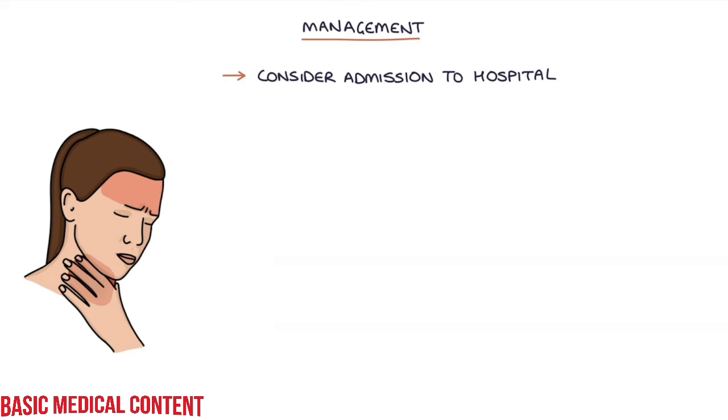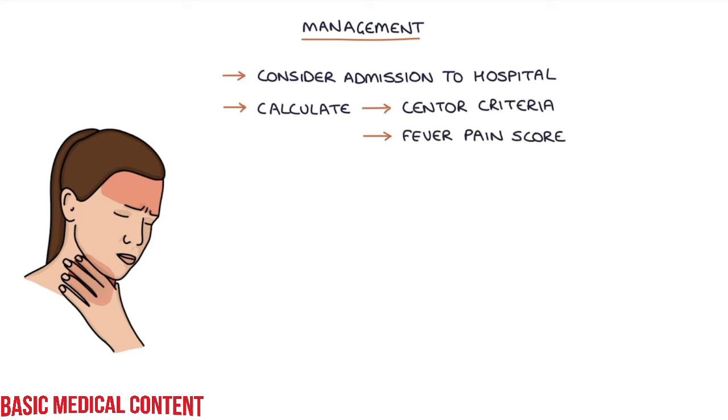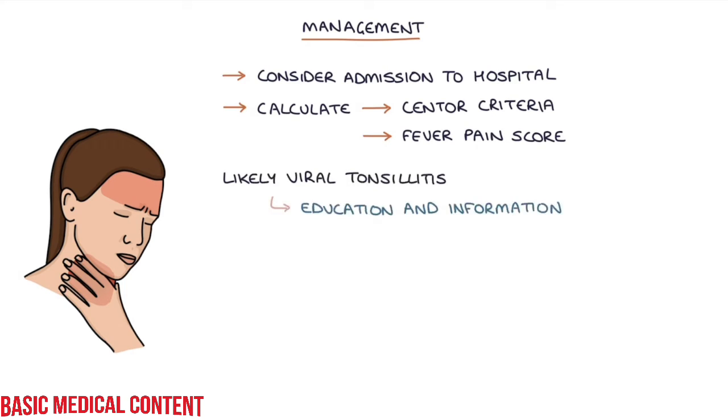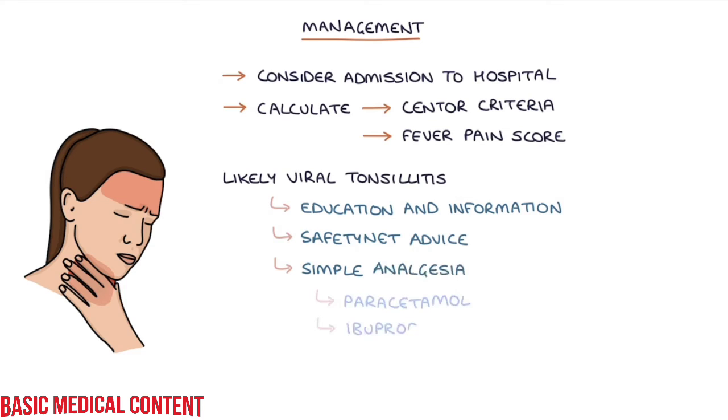When tonsillitis is the most likely diagnosis, you can calculate the Centor criteria or the FeverPAIN score. When patients have likely viral tonsillitis, provide education and information and give safety net advice about when to seek further medical advice. Advise about simple analgesia with paracetamol and ibuprofen to control the pain and the fever.